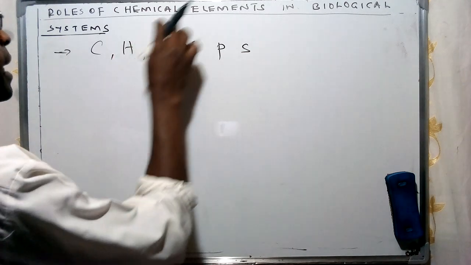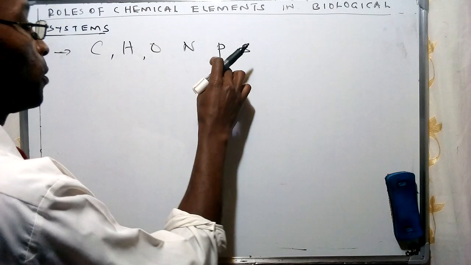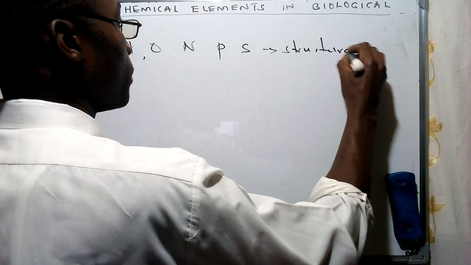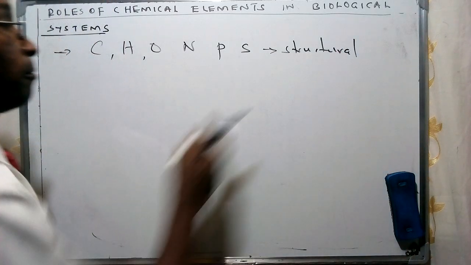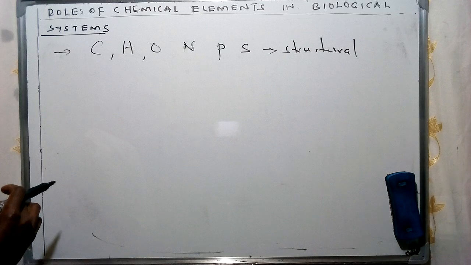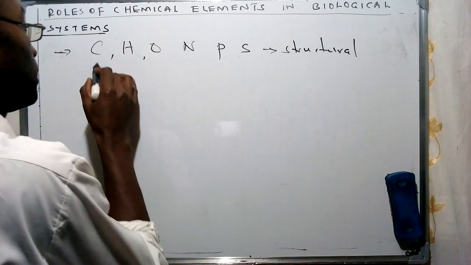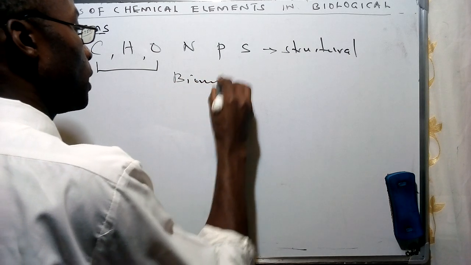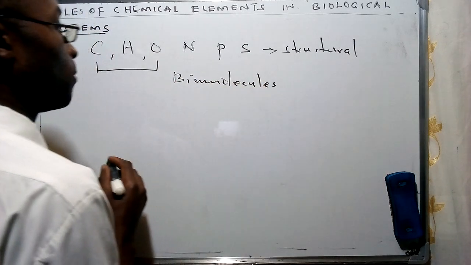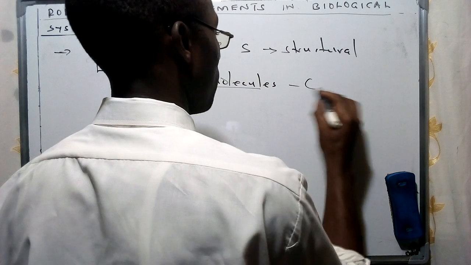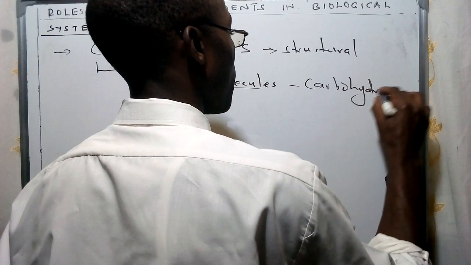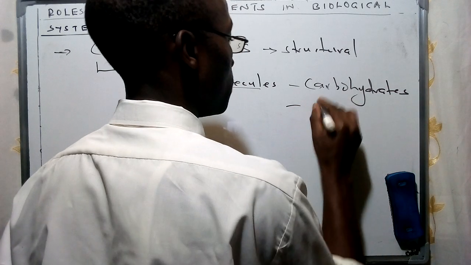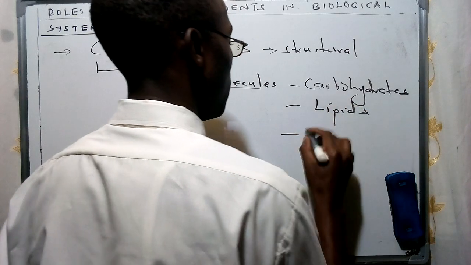So we're going to see that the elements carbon, hydrogen, oxygen, nitrogen, phosphorus, and sulfur are going to be involved in structural functions of specific biological systems or molecules. And as we had said, for instance, we can give this one from our previous discussion on the concept of biomolecules. So these are going to be forming essential parts of the structure of biomolecules, which we had given in terms of carbohydrates, lipids, and proteins.